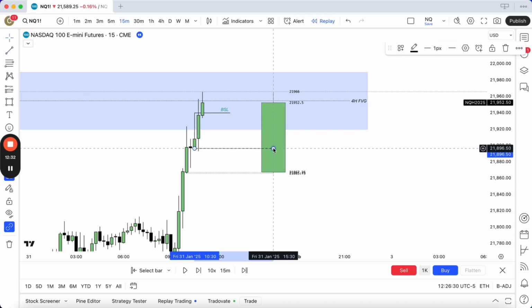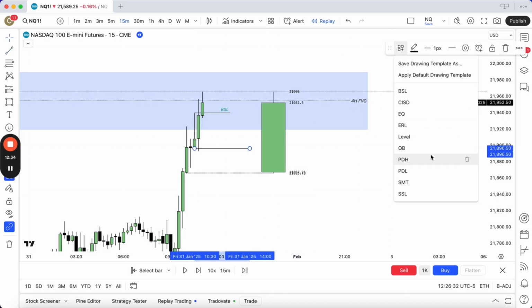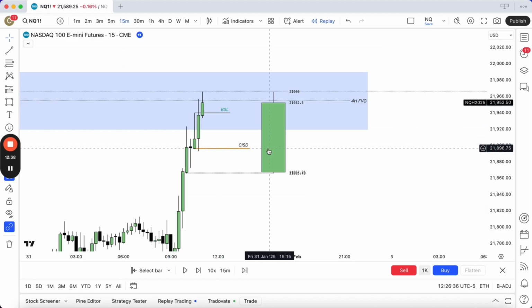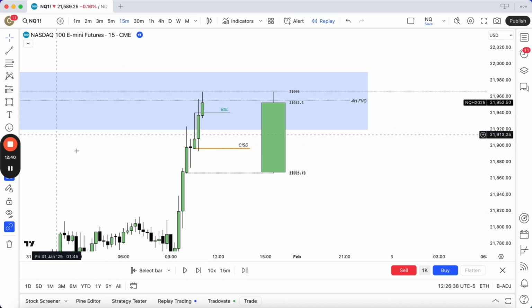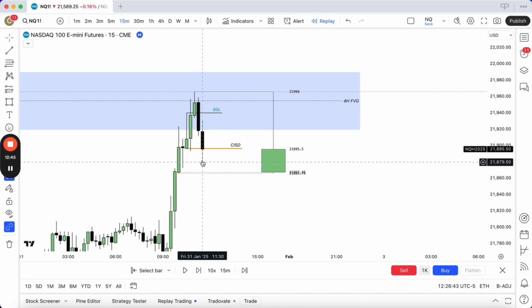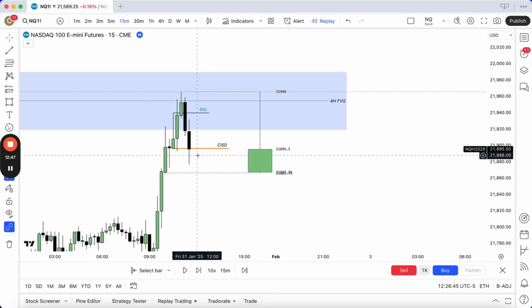Because remember, a bearish change in state of delivery is a candle closure below the series of up close candles that swept highs. Well, we just swept highs. So let's see what happens. Okay, that is the candle that confirmed the change in state of delivery.